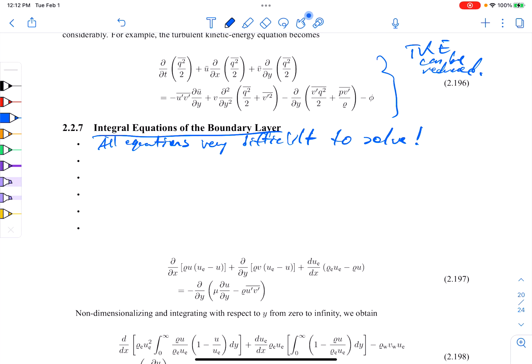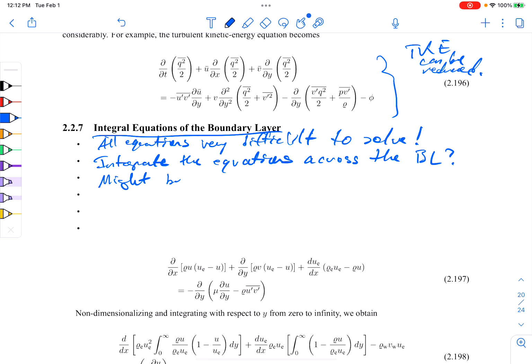But what if we integrate the equations across the boundary layer? Then in some cases they're no longer partial differential equations, but they become ordinary differential equations. And ODEs, I think, are a little bit easier to solve than PDEs, just from my experience. And probably a lot of you have the same experience too. That's why the first computer project was solving a set of ODEs, not a PDE.